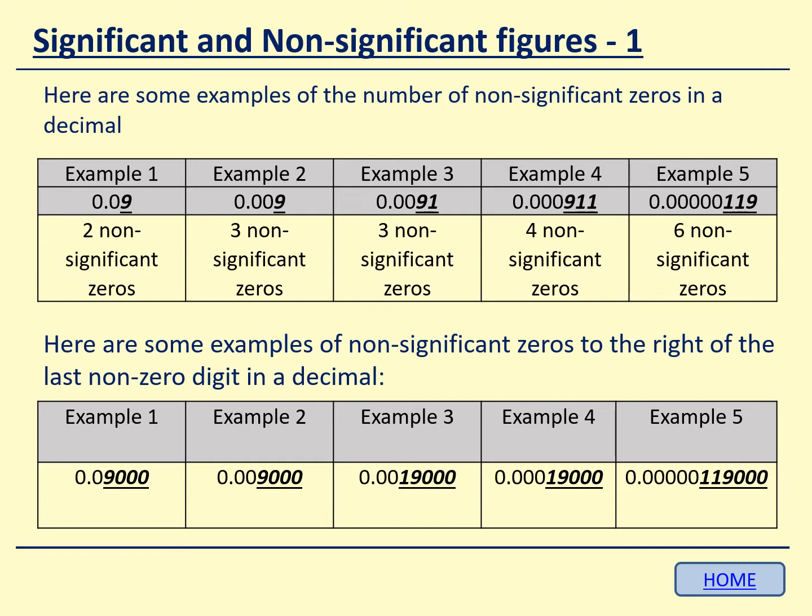I'm just going to draw your attention to the examples of non-significant zeros to the right of the last non-zero digit in a decimal. So example 1, 0.09000. Those 3 zeros aren't doing anything, so they're not significant. And example 2 is the same, and 3 and 4. In examples 4 and 5, and even 3, 2 and 1, the 0 in front of the 9 is a placeholder, so it's important.